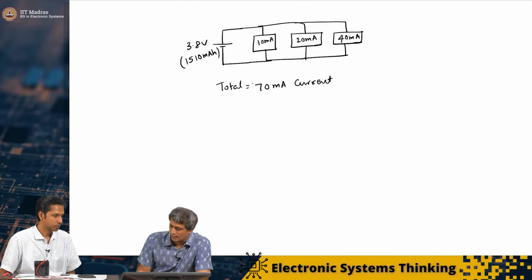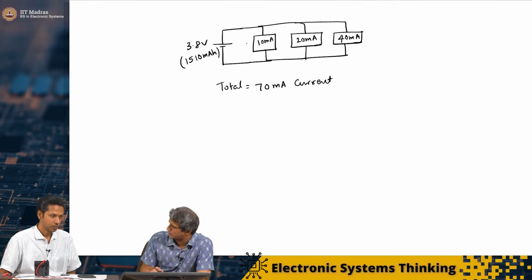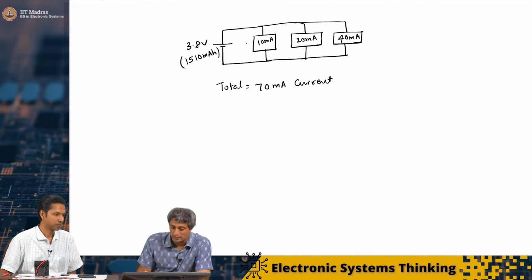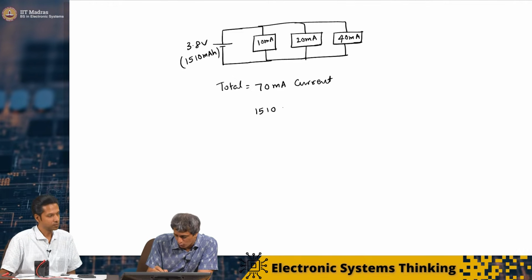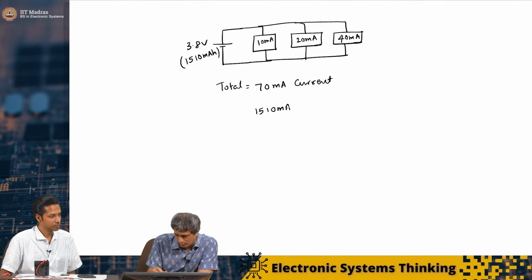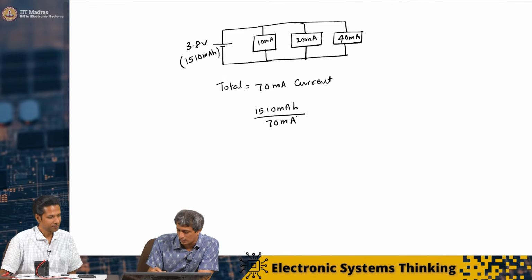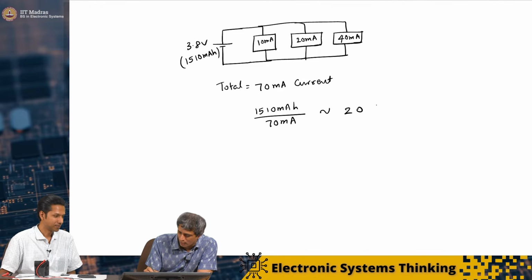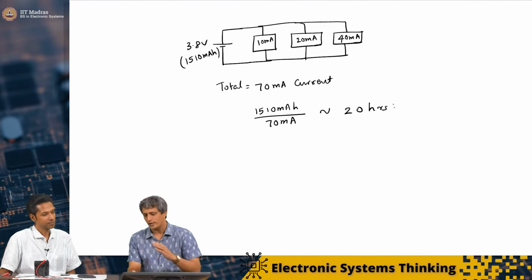So now it's very evident that if I were to perform these activities, how long can I actually use this battery, right? So if I do that, 1510 milliamp hours divided by 70 milliamps, right? So this is approximately what? 20 hours. Yeah.